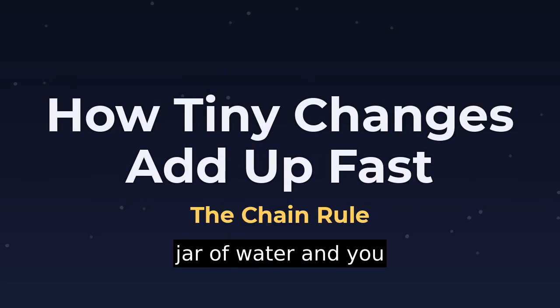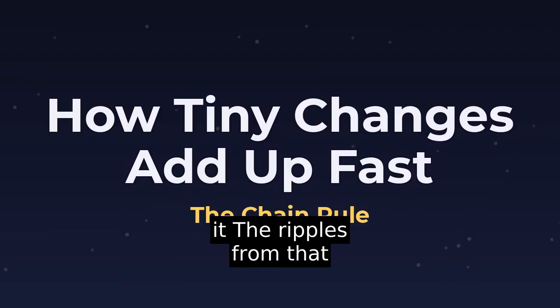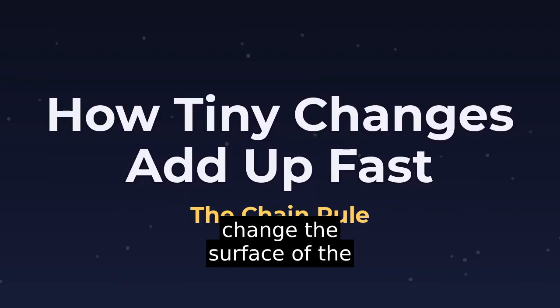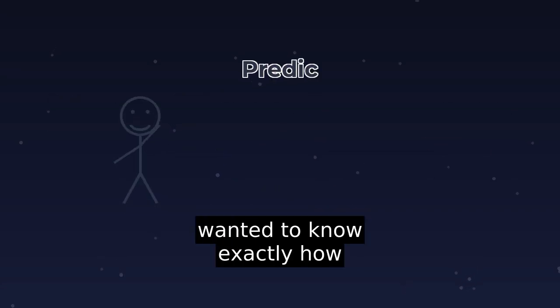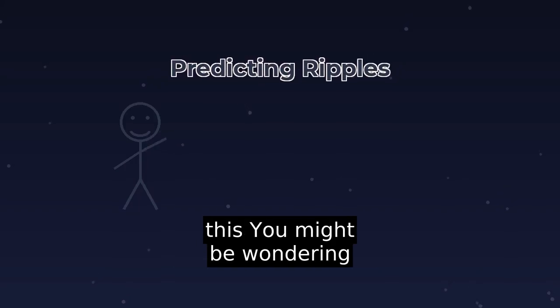Imagine you have a big jar of water and you drop one tiny stone into it. The ripples from that stone will spread out and change the surface of the water. But what if you wanted to know exactly how those ripples would behave? You can use math to predict this.